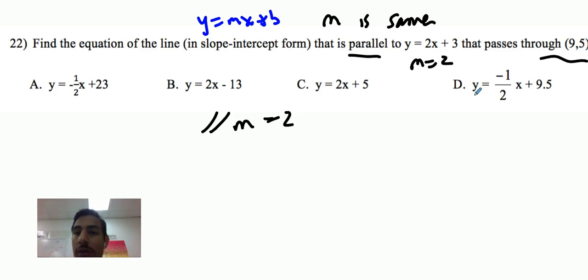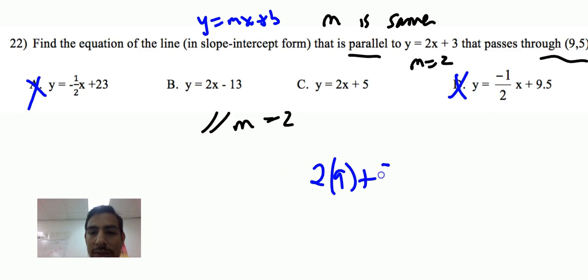I do notice, though, that if I'm looking for a slope of 2, it can't be choice D, and it cannot be choice A. Those slopes are negative half. That's perpendicular. It's going to be either choice B or C. Now, if you really want to know how I would do it, I would actually plug 9 in to x to see how I get to 5. So here's something clever. I would actually plug in 2 times 9 plus 5 to see if I end up getting out this 5 here. And does this equal 5?